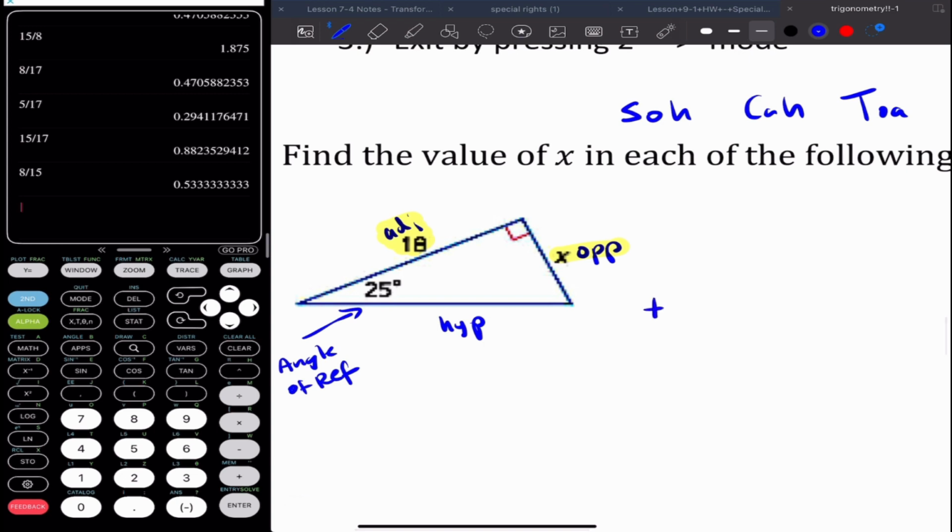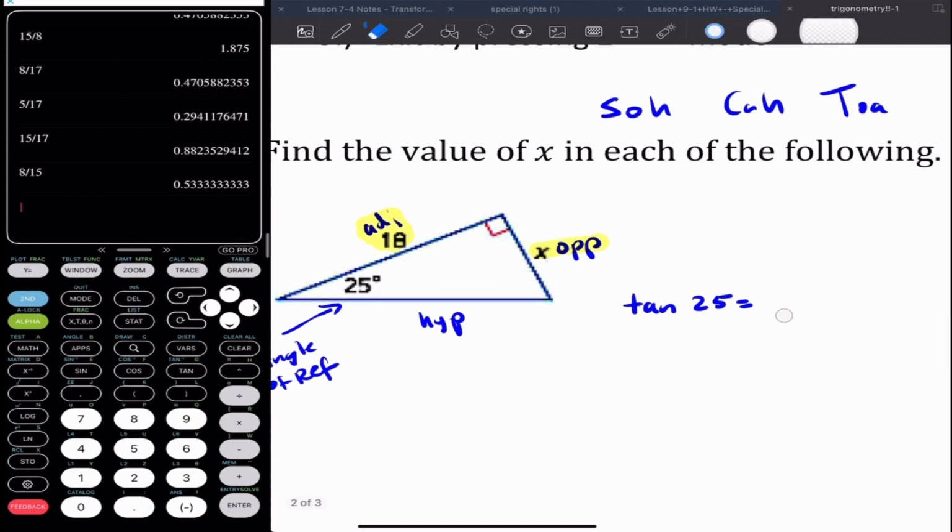So I write tangent of your angle of reference, which is 25, and that's equal to, again, tangent is opposite over adjacent, right? So I'm not going to write opposite over adjacent. Don't do that. Just write tangent of 25. It's the opposite side, which is x, and the adjacent side is 18. Okay, so don't write the over a. You're just going to confuse yourself, I guarantee you that. You're going to have tangent of 25 is equal to x over 18. This is an equation where I'm going to solve for x. How do I get x by itself? That's what I'm trying to do.